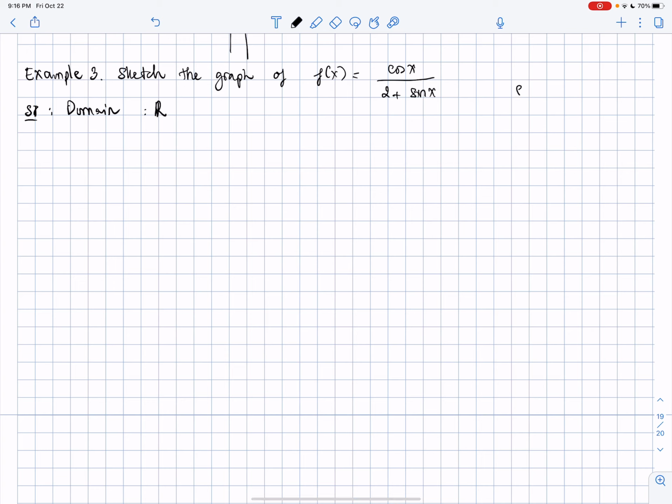We know that sine of x is between -1 and 1. So the smallest value of sine of x is -1. Add 2 will give positive. So basically 2 plus sine of x is always positive, so it can never be 0 for the denominator.